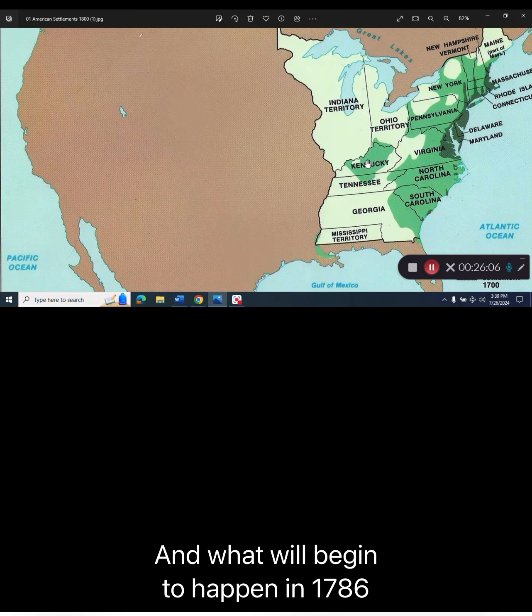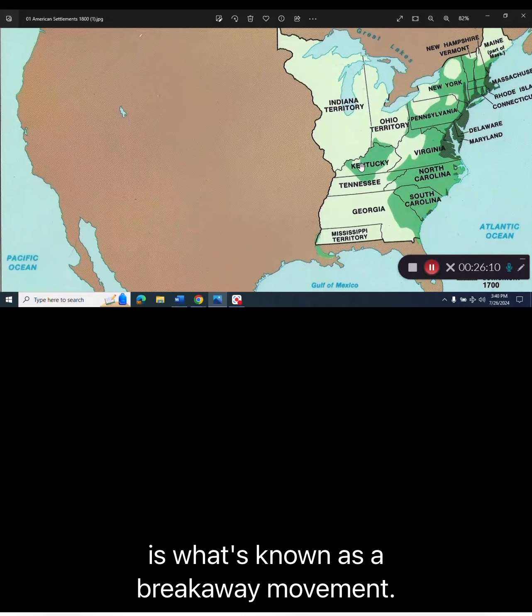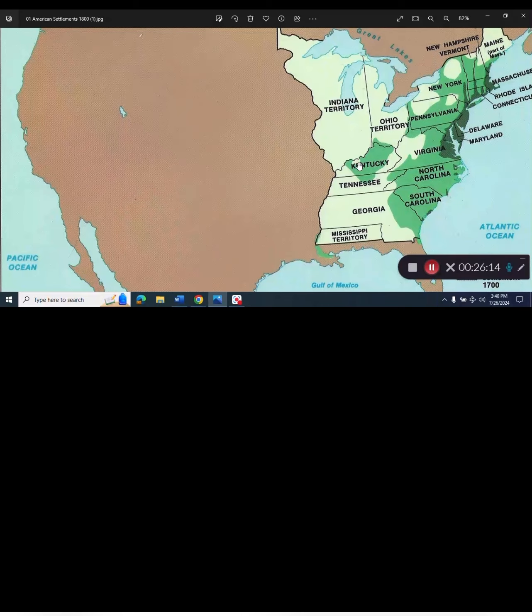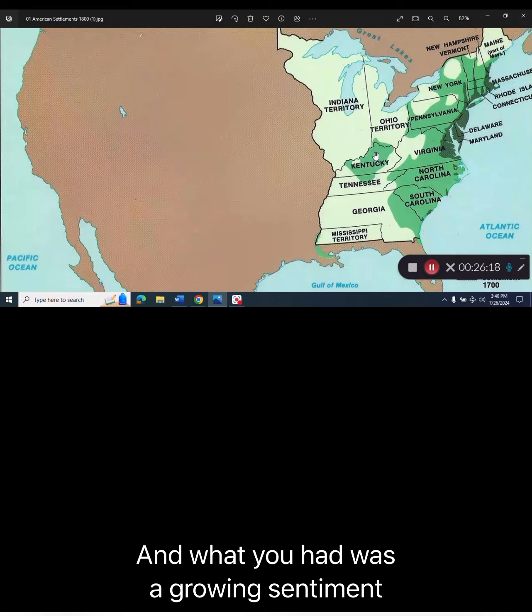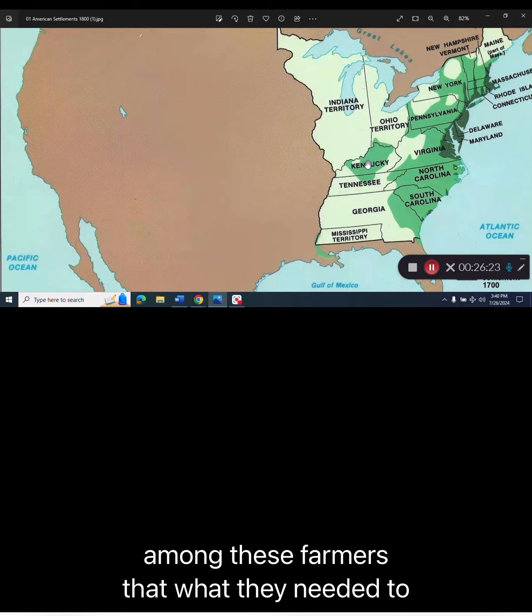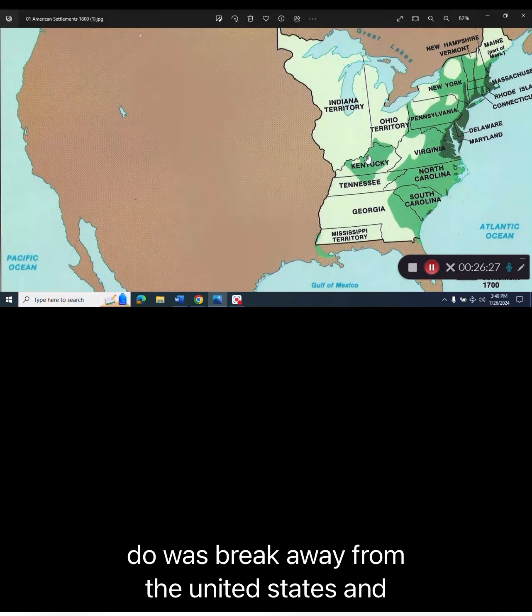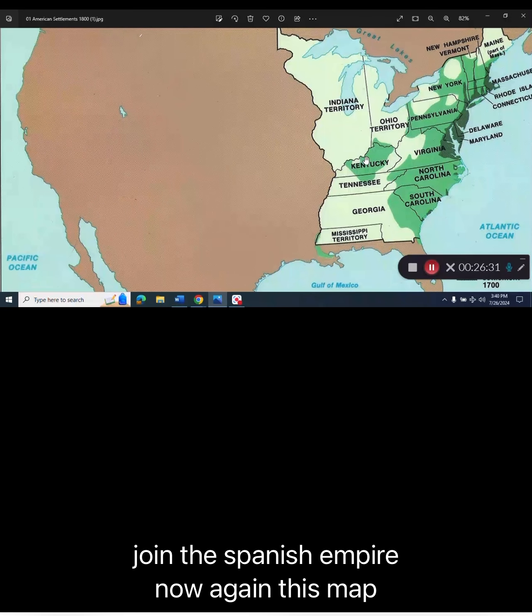And what will begin to happen in 1786 is what's known as a breakaway movement. What you had was a growing sentiment among these farmers that what they needed to do was break away from the United States and join the Spanish Empire.